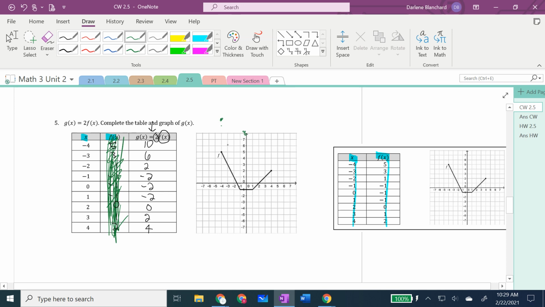Let's plot it. Negative 2, 2. Negative 1, negative 2. 0, negative 2. 1, negative 2. 2, 0. 3, 2. And 4, 4.